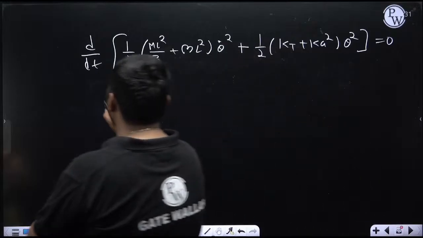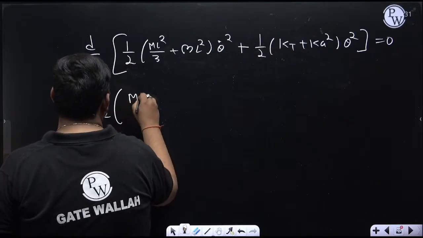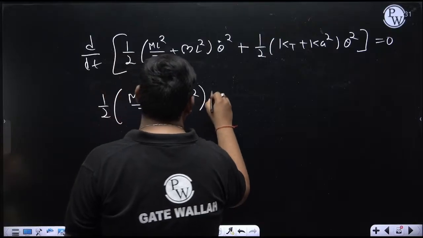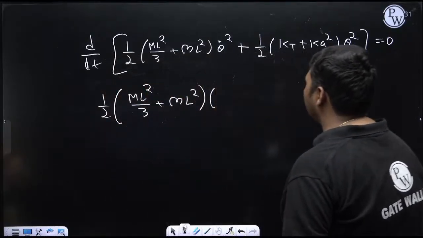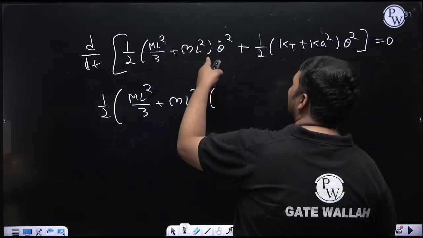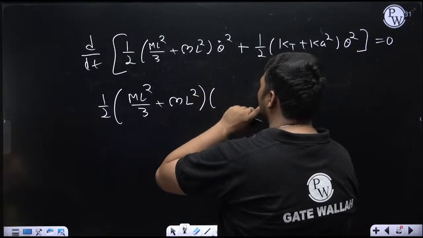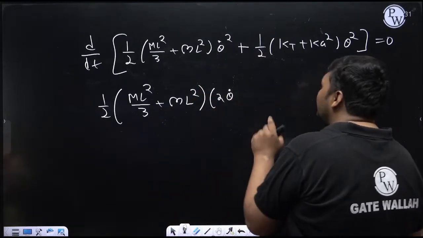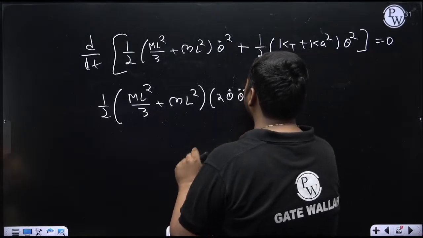Just do the differentiation. Half in bracket, capital ml square by 3 plus small ml square. Now the differentiation of theta dot square with time: first differentiate theta dot square with respect to theta dot, so it will be twice theta dot. Now the differentiation of theta dot with respect to time will be theta double dot.